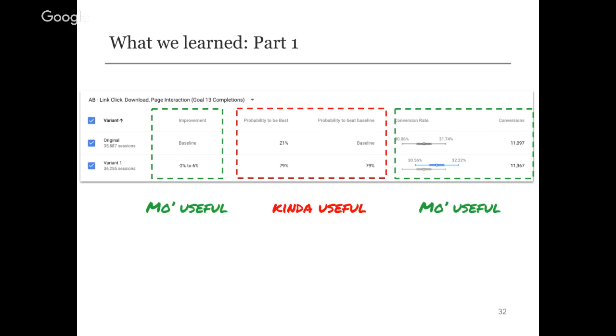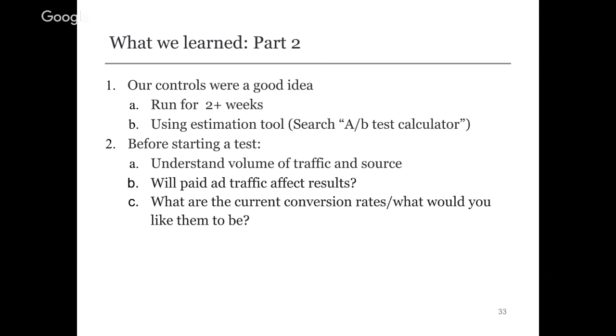So this is really, really helpful to us. Ultimately what we learned was that our internal controls, which are like our guidelines, were a great idea. We have a minimum to run any test for at least 2 weeks, if not longer. And we also have a fantastic tool that our data scientist created for us, but you can actually find a version of it online. If you search for A/B test calculator, there's a bunch of versions out there.